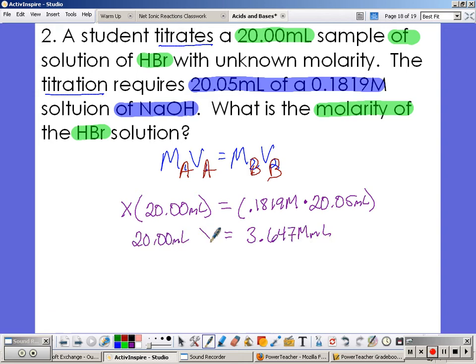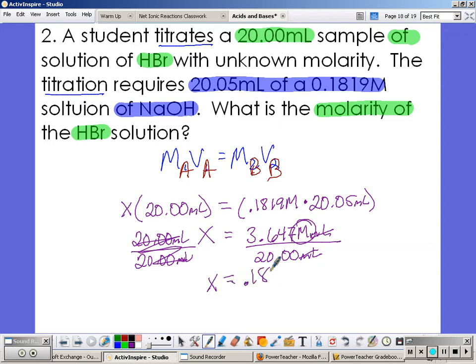So to get x by itself, I would have to divide both sides by 20. Milliliters would cancel, leaving me with molarity. And x would equal 0.1824 molar.